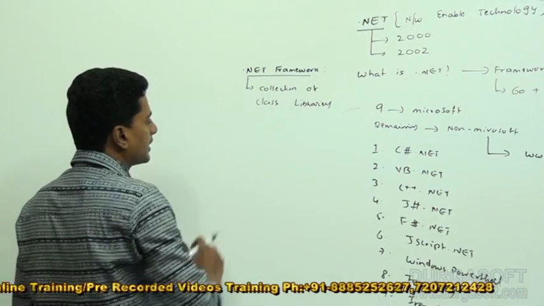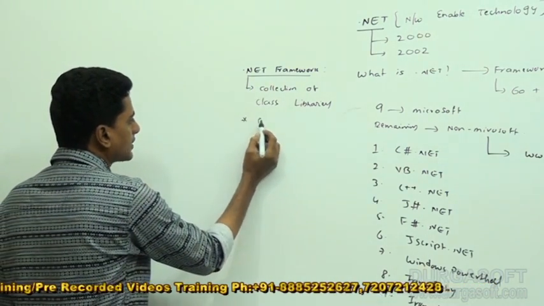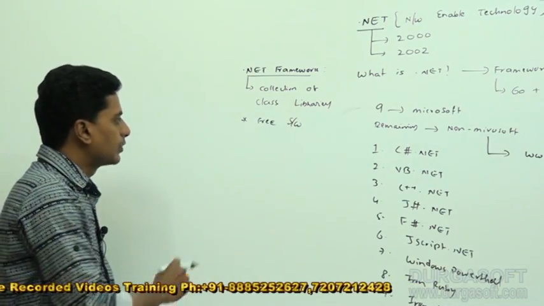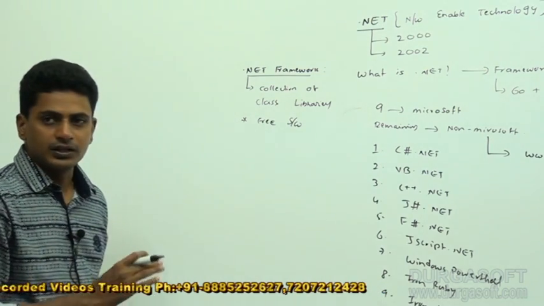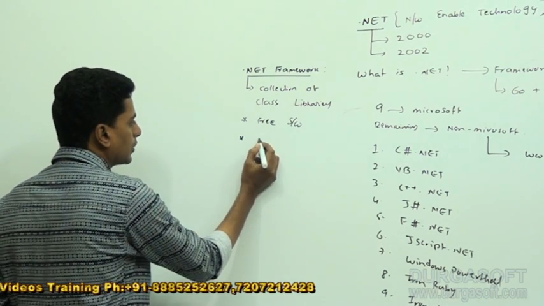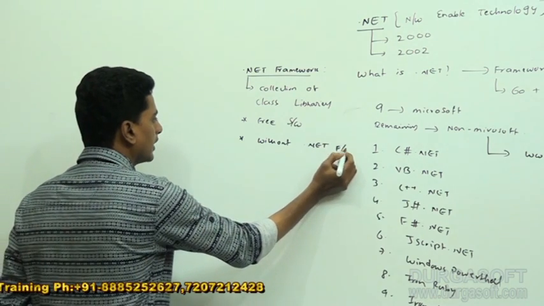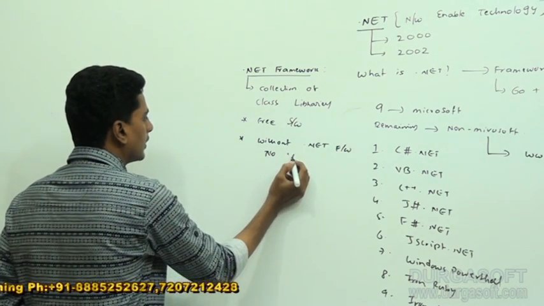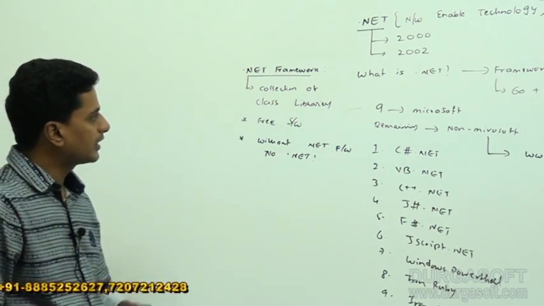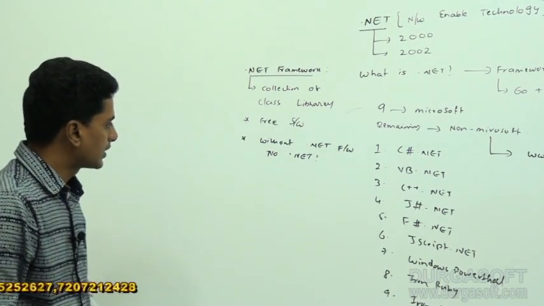.NET framework is developed by Microsoft, and it is free software we can download from the Microsoft site and install into our machine. So without .NET framework there is no .NET. Why? Because with the help of .NET framework only we are able to develop an application in .NET.